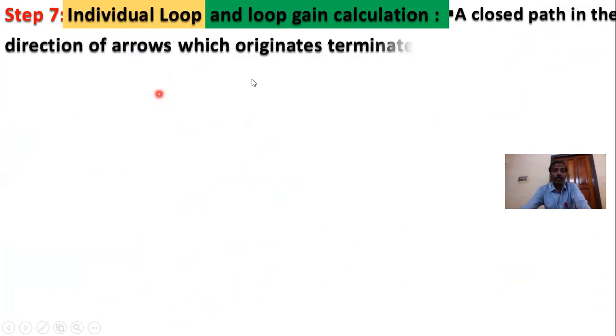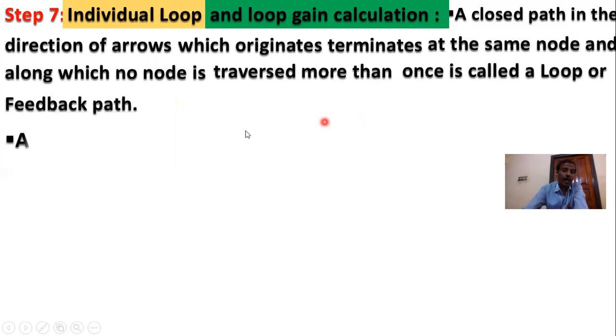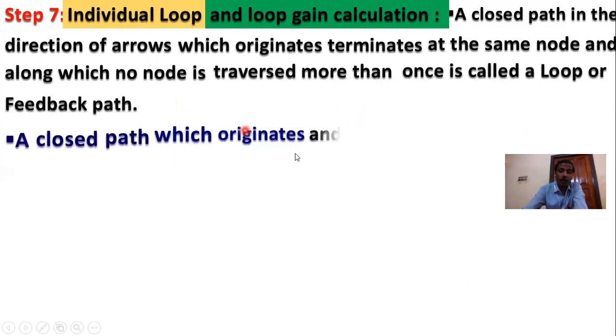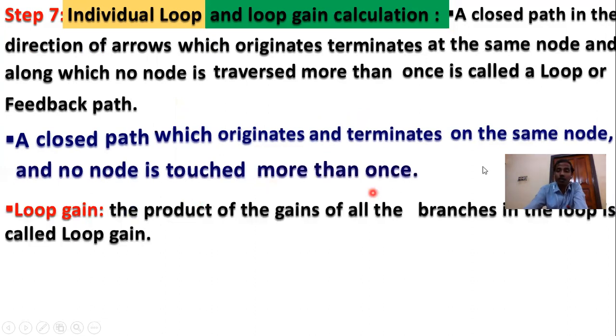Then individual loops and loop gain calculation. A closed path in the direction of arrows which terminates at the same node, and along which no node is traversed more than once, is called a loop or feedback path. Loop gain: what is loop gain? The product of the gains of all the branches in the loop is called loop gain.